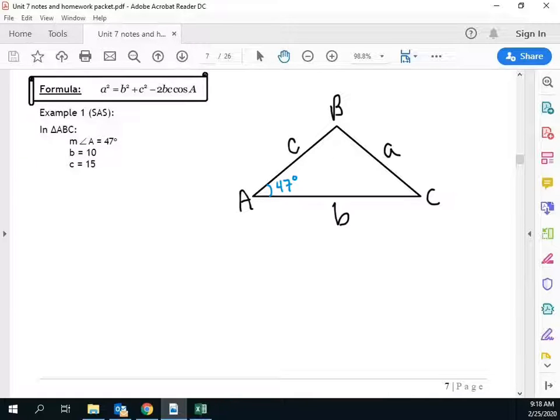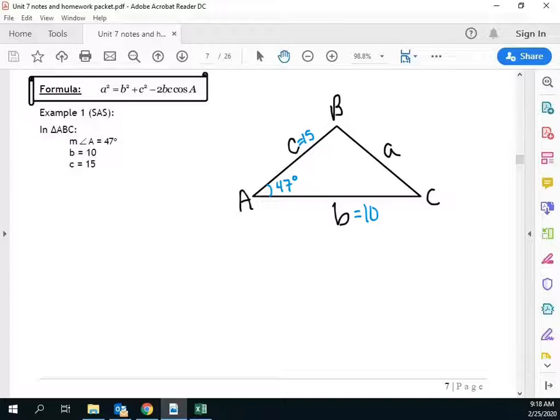Side B is 10. And C is 15. So here we go. What type of information is given to us? What case do we have here? Side, angle, side. Exactly right.